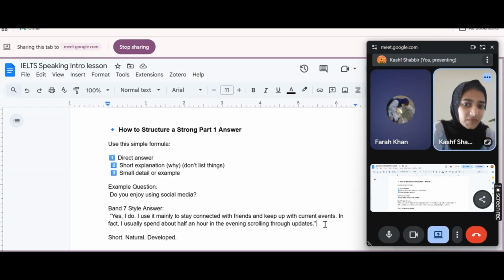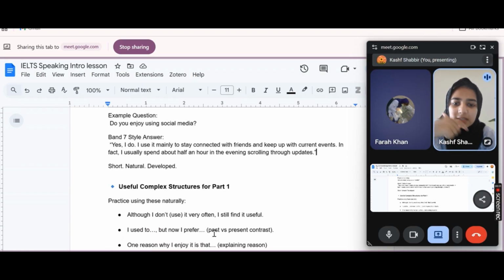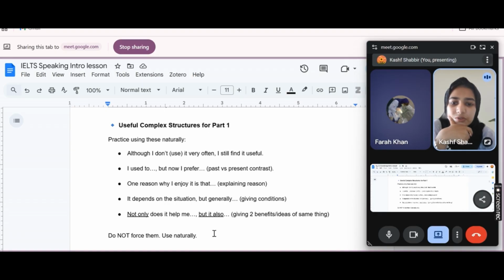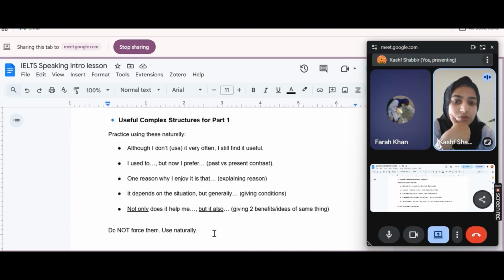Right, for part 1. Part 2 and part 3 are also similar, but we just have to add some more details because in part 2 and 3 our answer needs to be a bit longer than in part 1. All right. Now, here are some useful structures that you can use in your speaking. Normally, these are not limited to part one only. The purpose here is just to give you a handful of complex structures. You can use them in your writing, part two, part one, and part three. Now let's practice them one by one.